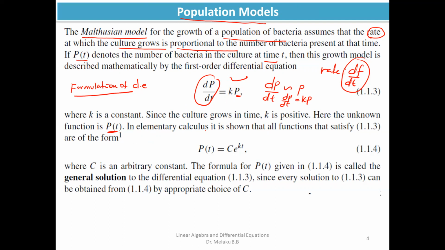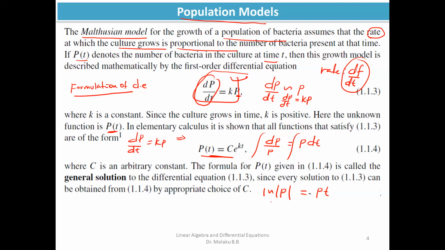And of course, in elementary calculus, it is shown that all the functions that satisfy this differential equation are given by this one. Remember, to find P of t from dP by dt equals kP, we can write this differential equation as dP over P is equal to k times dt. So upon integrating both sides, this will be ln of the absolute value of P equal to kt.